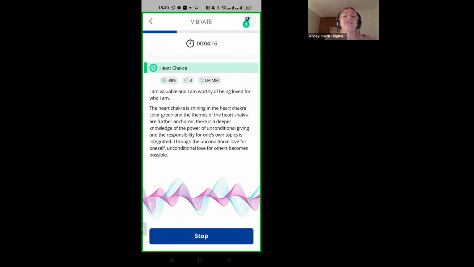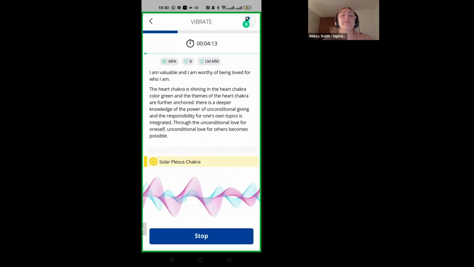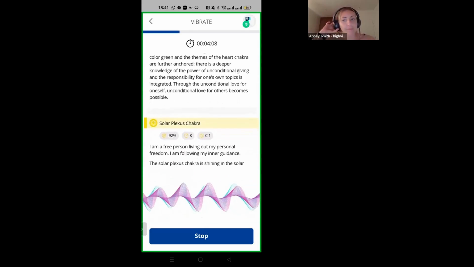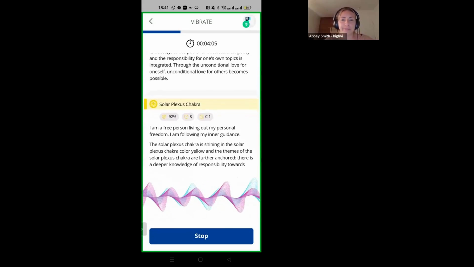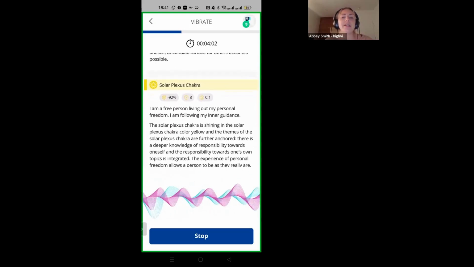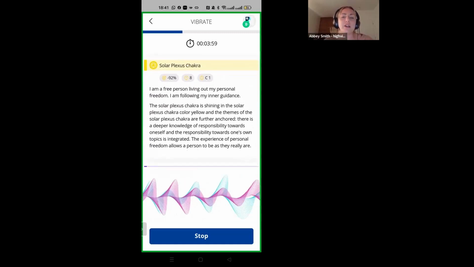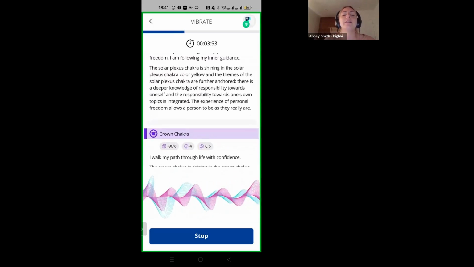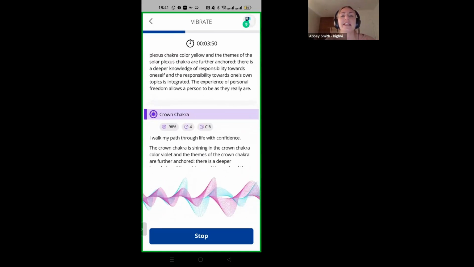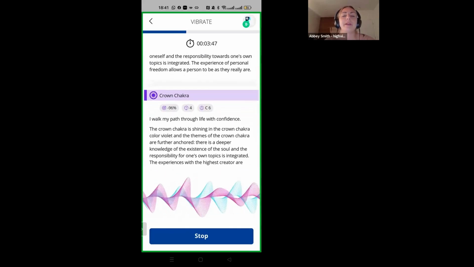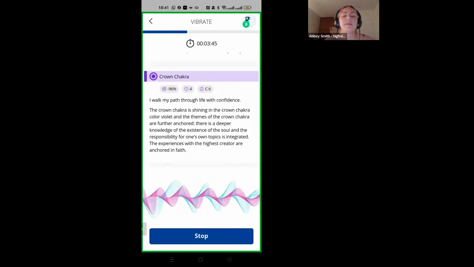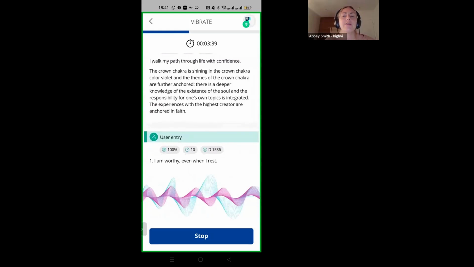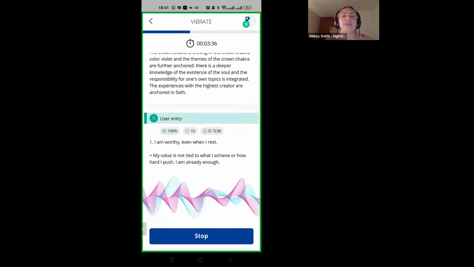So we're now going to call in the energy grid for the group. So now imagine a grid of radiant light beginning to form around you. And each point in the grid holds a unique code. The first of the code is power, clarity, divine support, healing, faith, and abundance.